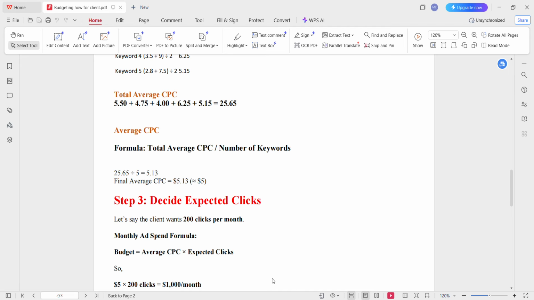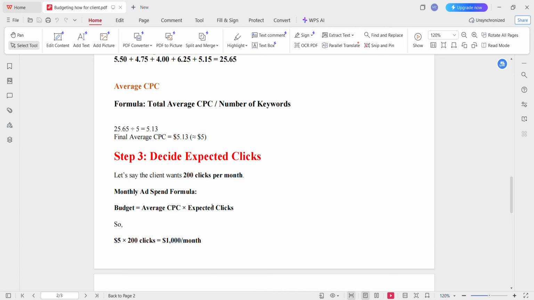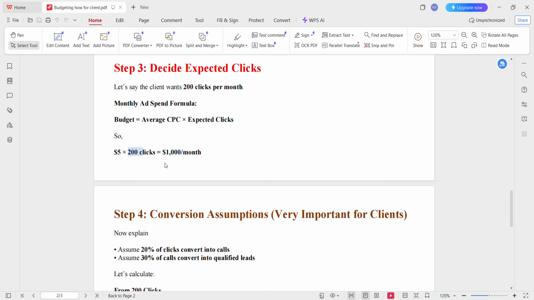Then decide as per need. Let's say client wants 200 clicks per month. Monthly ad spend formula is average CPC times expected clicks. So our average CPC is $5. Our client expected clicks is 200. So our monthly budget is $1,000 per month.